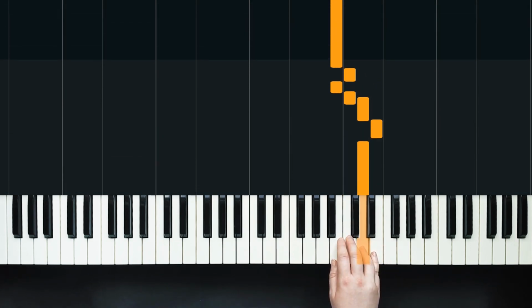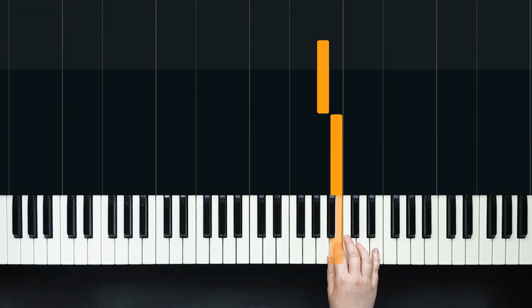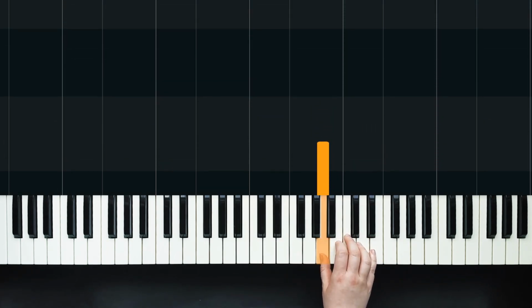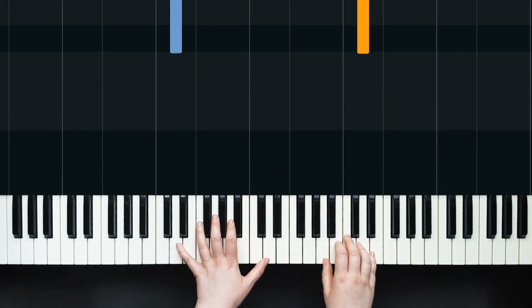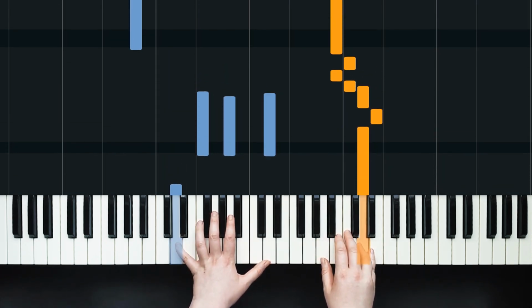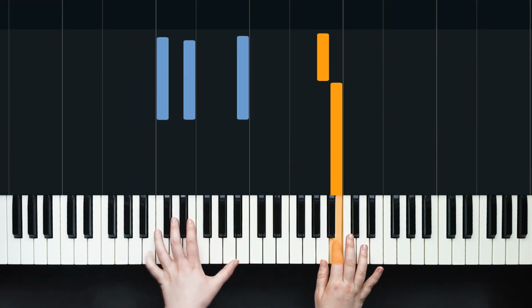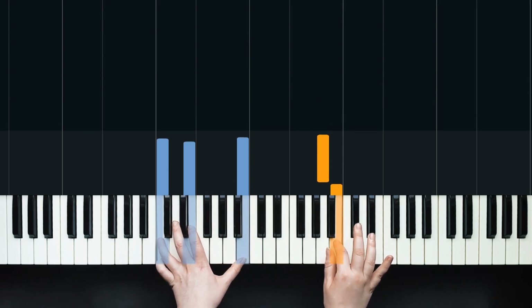1, 2, 3, 1, 2 and diddly. And then we do the same pattern going down again to the A. Okay, and it's the same chords in the left hand. So we've got 1, 2, 3, 1, 2 and diddly, down to the A, and then C, E and B.